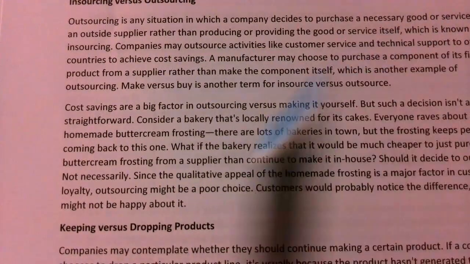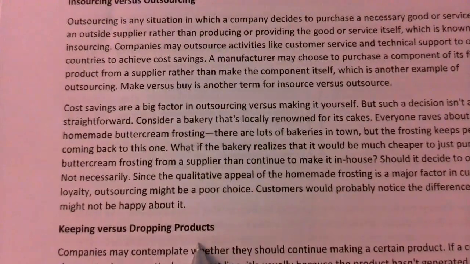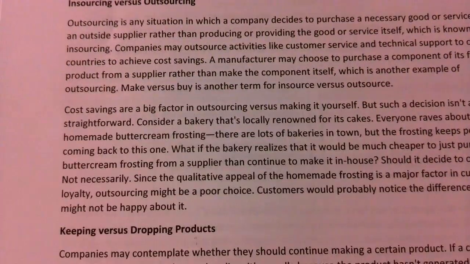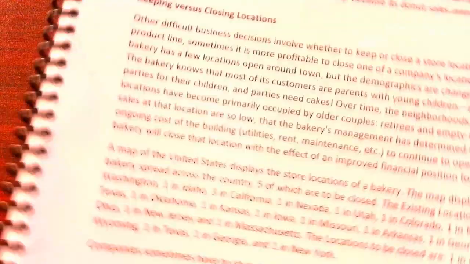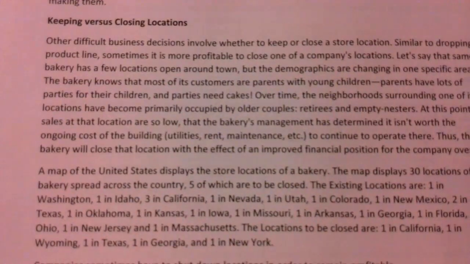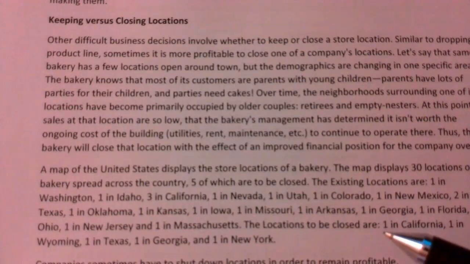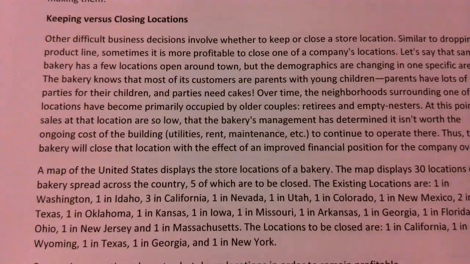And then down here, keeping versus dropping products. What if we've got a product line that looks like it's losing money? How do we evaluate those numbers? Do we keep the product or do we drop it? What happens to total income? Here's another one: keeping versus closing locations. Do we just get rid of a location because it looks like they're losing money? There are a lot of different things to think about there. Okay, next we'll do some problems.